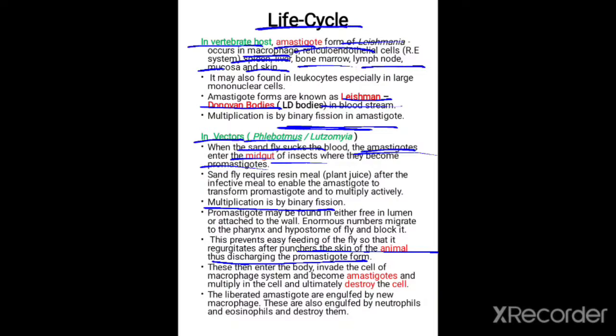Then these enter the body, invade the cells of the macrophage system, become amastigotes, and multiply in the cell and ultimately destroy the cell. Then the liberated amastigote forms are engulfed by new macrophages. These are also engulfed by neutrophils and eosinophils and destroy them.